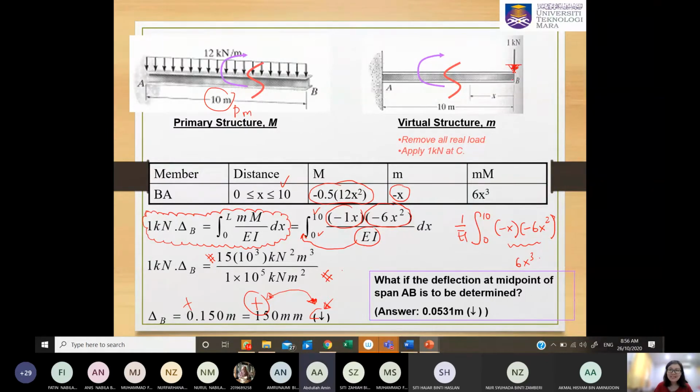Yes. So this assumption is very important, and then your result will let you know whether your assumption is correct or not.